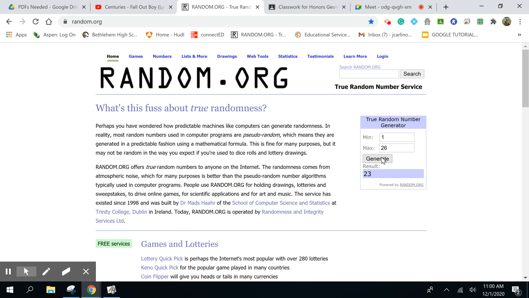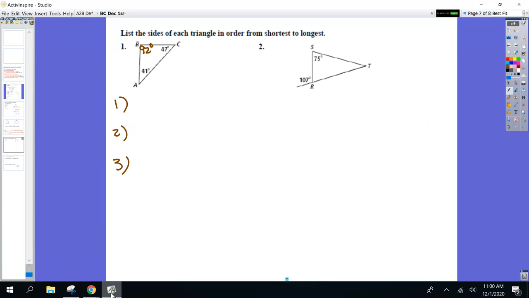All right, Luke, you're up, boss. What would be the shortest side in this diagram? BC. BC, if anybody's wondering why, it's across from 41, which is the smallest angle. Next side, Luke, as we keep going larger now. BA, because it's across from 47. And what's the largest side? AC, because it's across from 92, which is the largest angle.